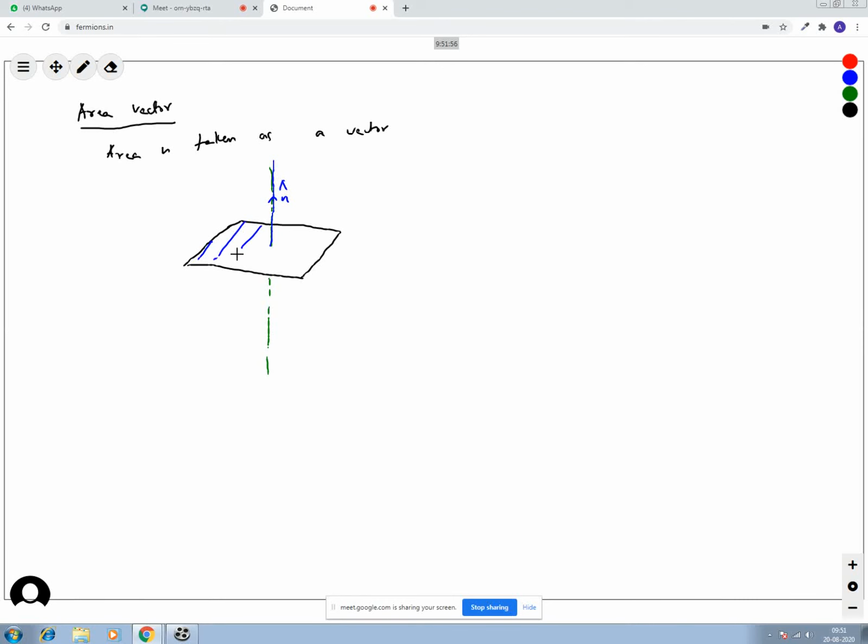And what is its magnitude? The area of the surface is the magnitude. Therefore, I can express the area vector like this: A magnitude, with n cap being the direction. That would be enough.